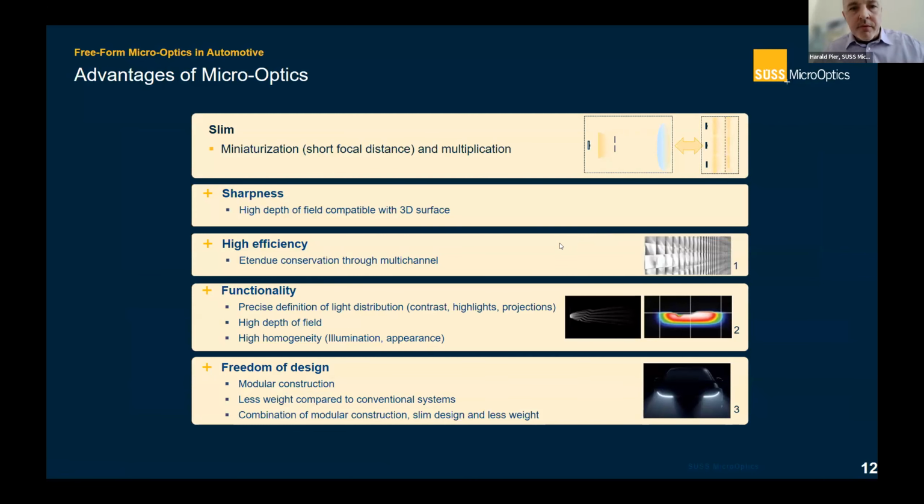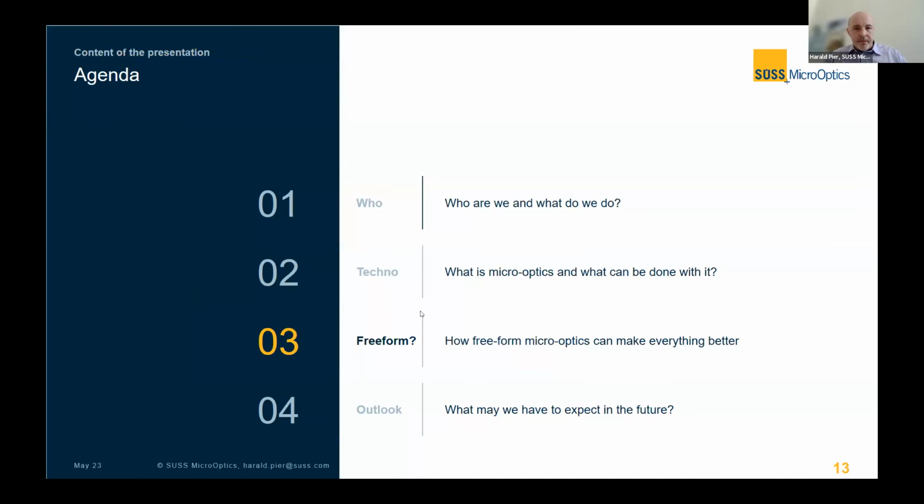So the advantages of micro-optics in automotive are miniaturization of the optical system, sharpness, high depth of field, high efficiency. I was speaking of low efficiency, but we will get to that later. Functionality, you can have very diverse light distributions. You can do pretty much anything you like within certain limits. And you get a lot of freedom of design because you have modular construction, less weight, and maybe room for more functions or for other functions.